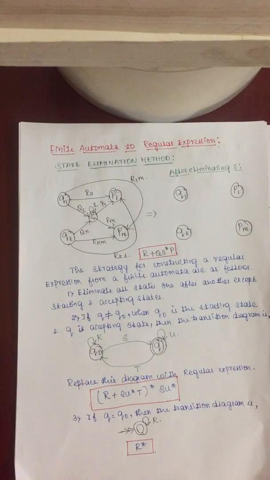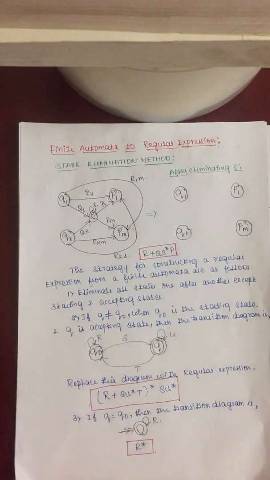The regular expression can be generated from finite automata by using two methods. One is the state elimination method and another one is the formula method, a general method. I have already discussed the formula method in the previous video, and in this video I am going to discuss the state elimination method. By applying the state elimination method, we are going to discuss how the regular expression can be generated from finite automata in this session.